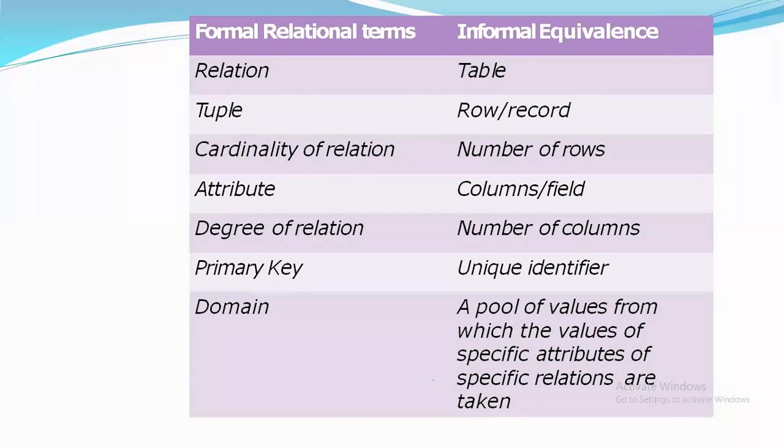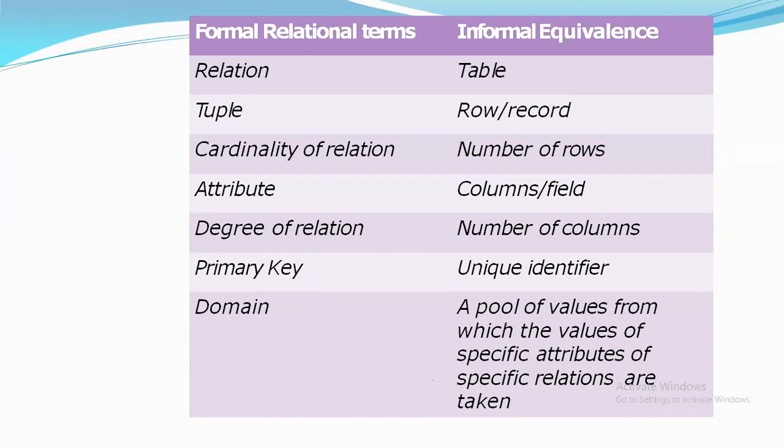Attribute, I already told you, the column we call an attribute. Then what is the degree of a relation? The number of columns we call the degree. A relation which contains 5 columns, then the degree of the relation is 5. When a relation has 7 columns, then the degree of the relation is 7. Degree is different from cardinality. Cardinality is the rows and degree is the columns. Number of columns we call the degree, number of rows we call the cardinality.